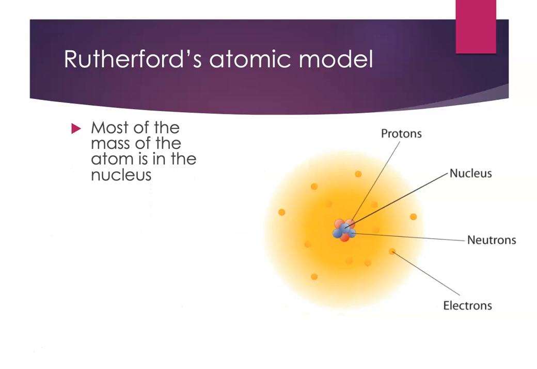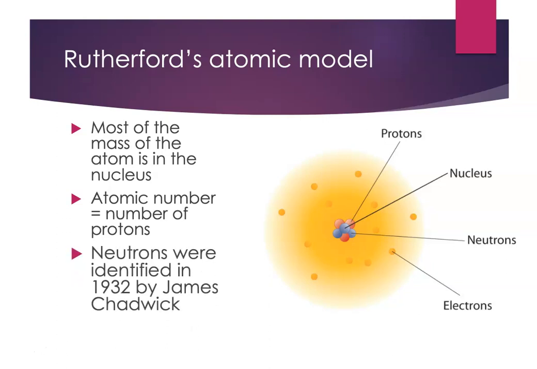But most of the mass in the atom is in the nucleus. The atomic number of the element is defined now as the number of protons. We know that correlates to the charge of the nucleus. And the neutrons were eventually discovered in 1932 by James Chadwick, who was working with Rutherford. And it took a while because the neutrons being neutral and not having any charge, it made it a little harder to detect them. But they did eventually get there. So we know protons and neutrons are in the nucleus. The electrons are still in the atom as well, but they're outside of the nucleus.